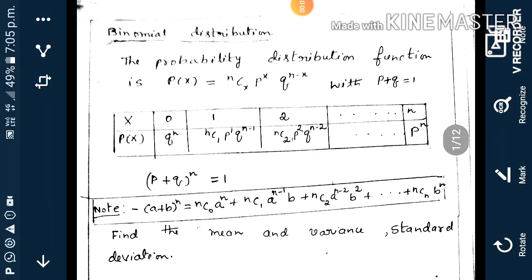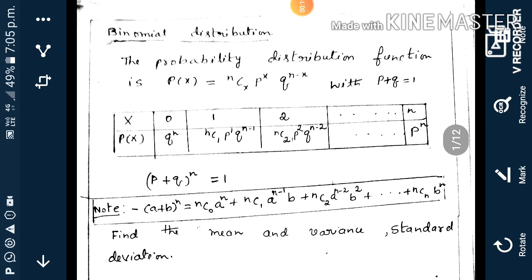Now what is the probability distribution function of binomial distribution? The probability distribution function is p of x is equal to nCx p to the power x q to the power n minus x, with the condition p plus q is equal to 1. So x varies from 0 to n.